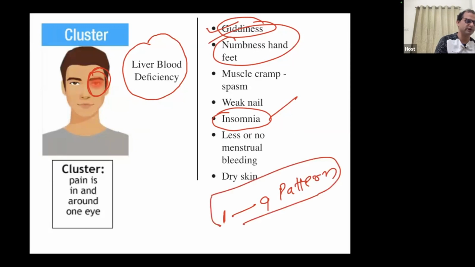The patient is sleeping at 1 a.m. in the night and getting up in the morning at 9 a.m. The person sleeps at 1 at night and wakes at 9 in the morning. This is called the 1 to 9 pattern. Either the person is sleeping late purposefully or he's not getting sleep.